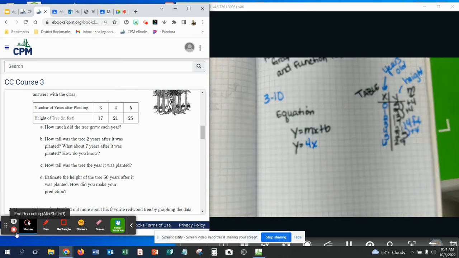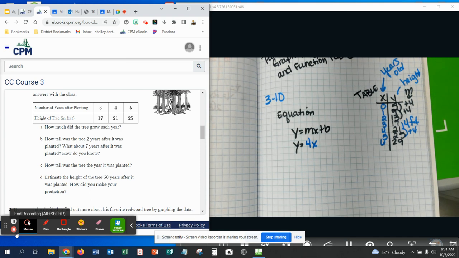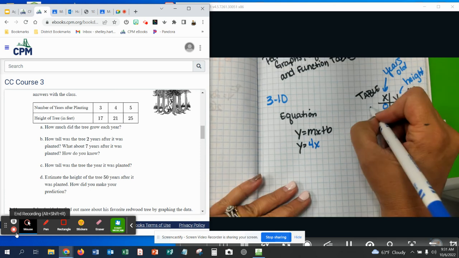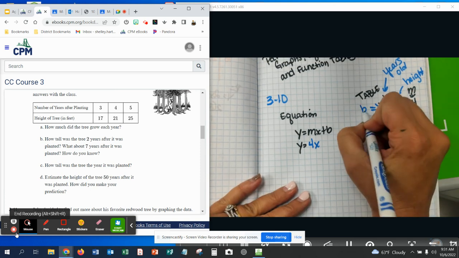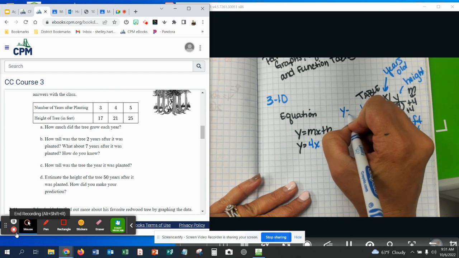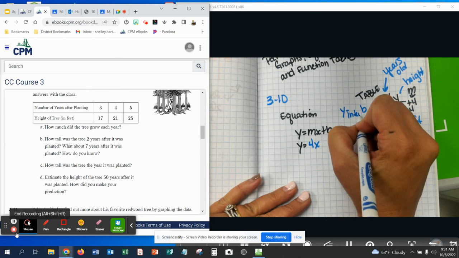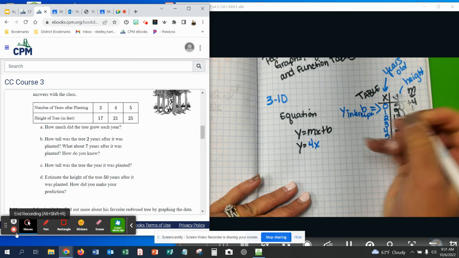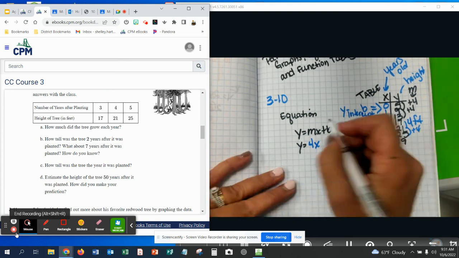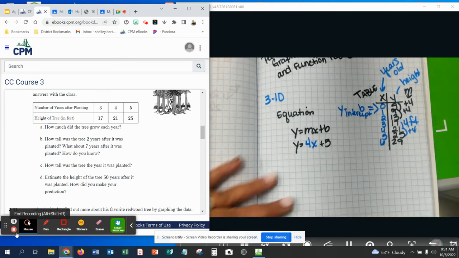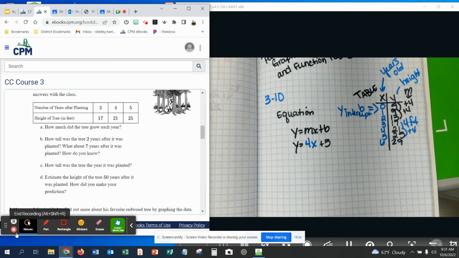But where's our b? Who remembers where our b is? Yeah, Tony. Isn't it 0? Yes. Our b is the 0 and 5. b, or I'm just going to say y-intercept. Okay, so our b is plus 5. Awesome.